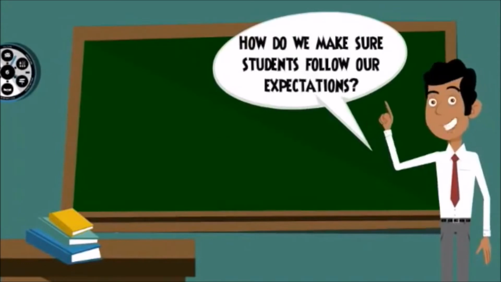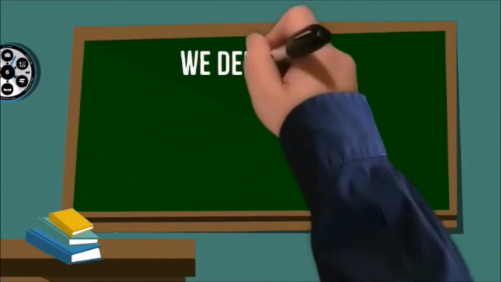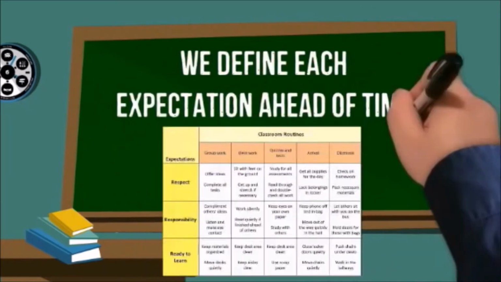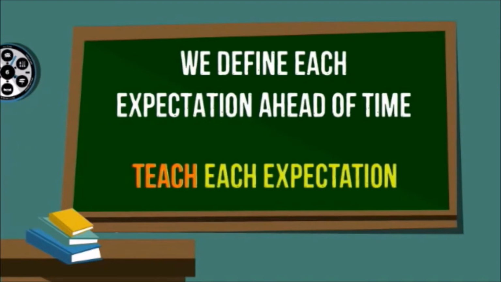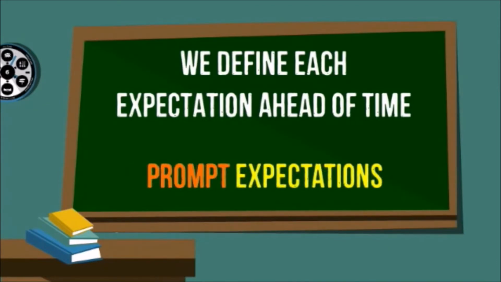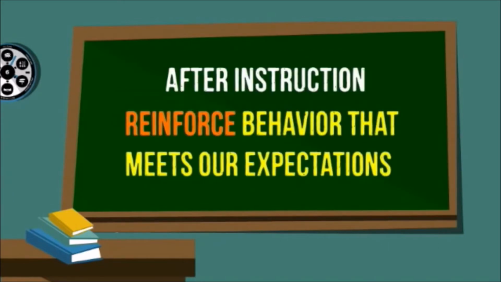How do we make sure that students follow our expectations? First, we define each expectation ahead of time. We've already done this in your classroom matrix. Then, we teach each expectation. We prompt students to meet expectations, and we'll be talking about teaching and prompting expectations today. After instruction, we reinforce behavior that meets our expectations.